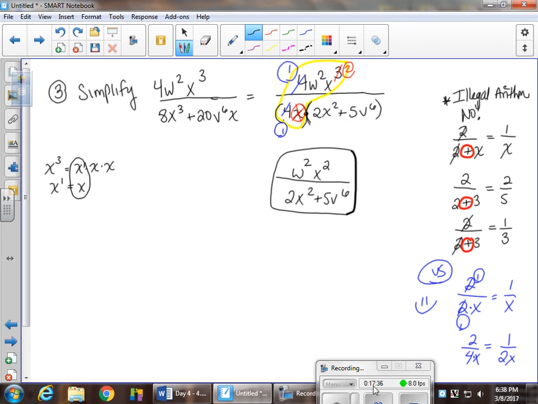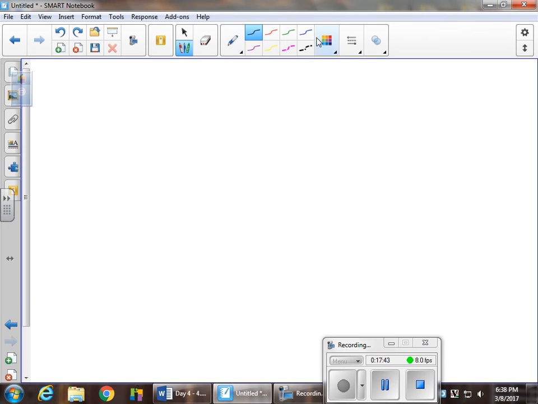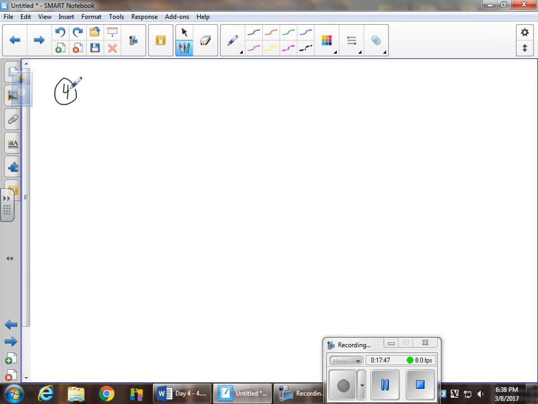All right. Let's continue to number 4. For number 4, we need to multiply 10x cubed over a to the 4th x times 3a squared over 4x.